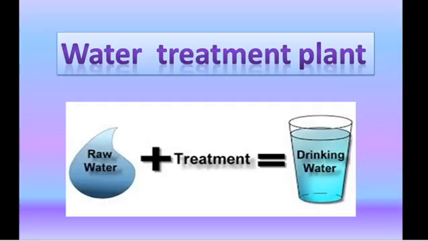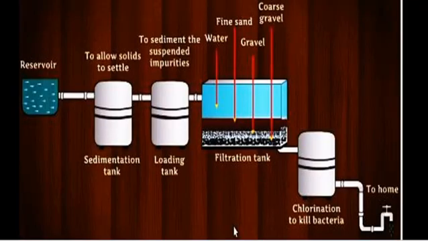To purify the water, a water treatment plant is needed. In a water treatment plant, there are various tanks in order to purify the water. We allow raw water into the tanks, and that raw water gets treated by a particular method, and then it finally gives drinking water, that is, potable water. That is the main purpose of a water treatment plant.